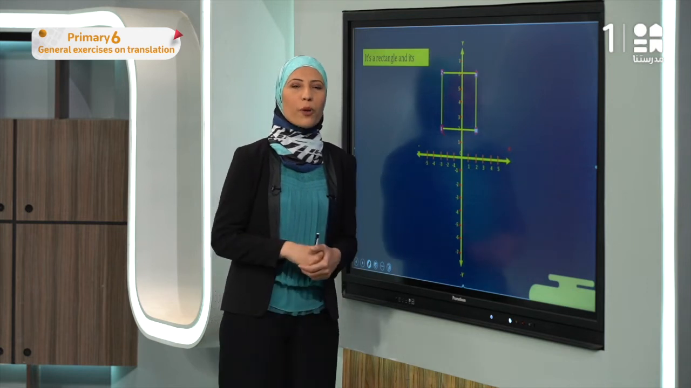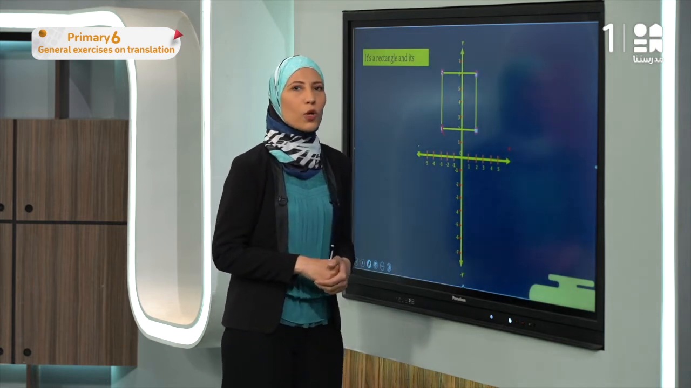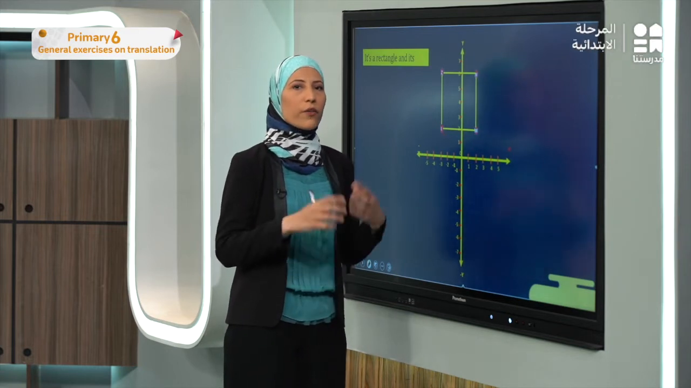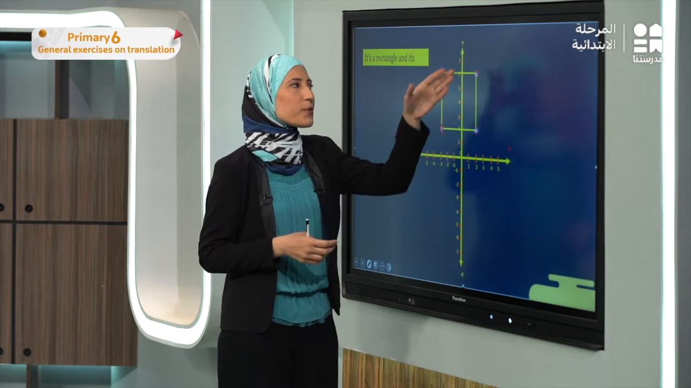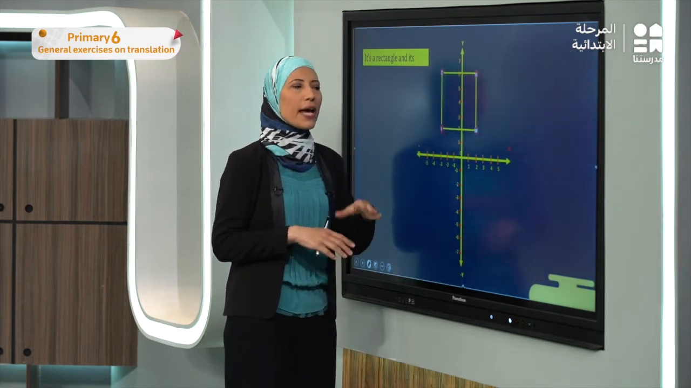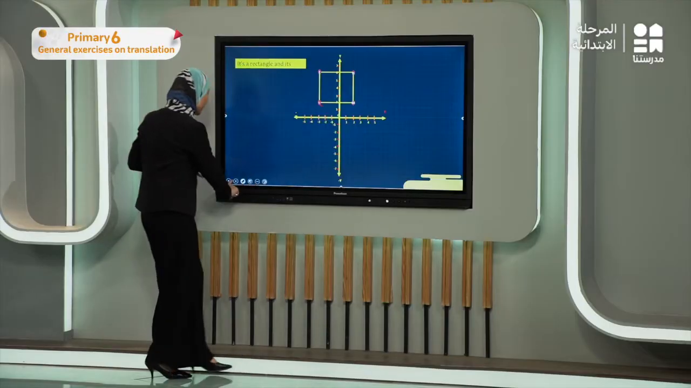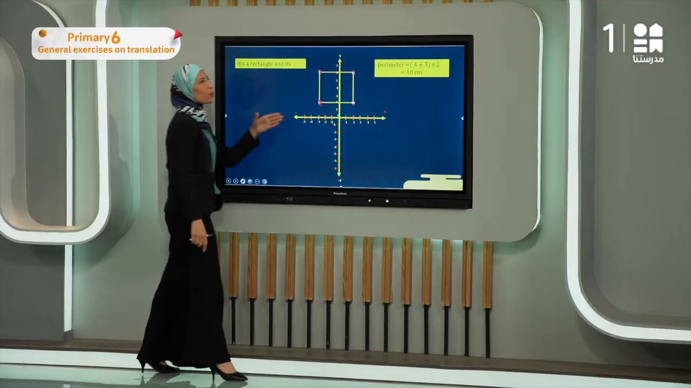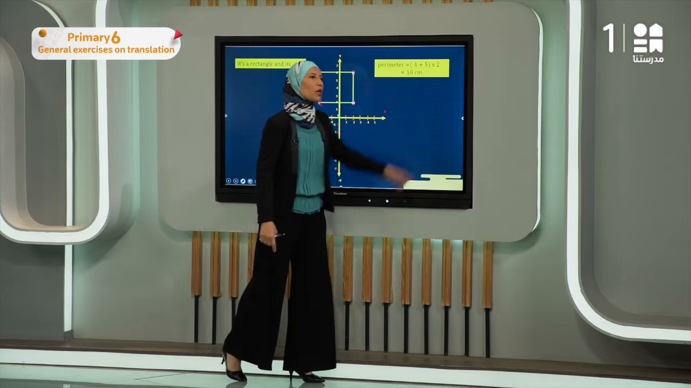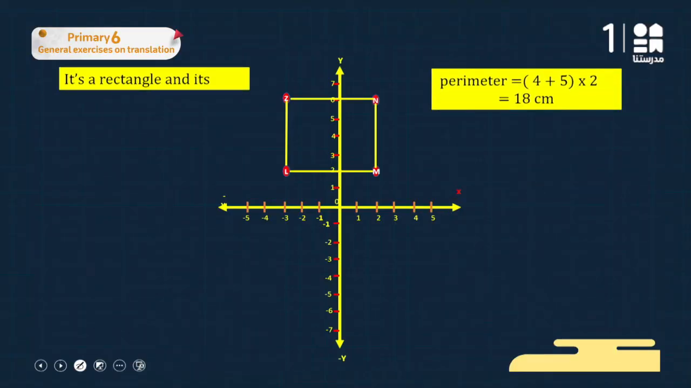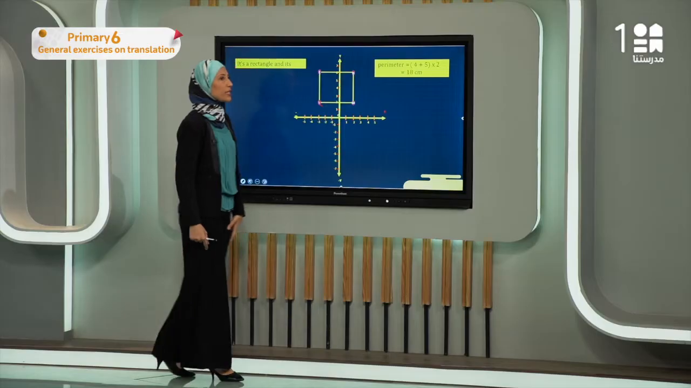Let's remember the perimeter of the rectangle: it was length plus width, all times 2. So we find the distance between N and M, and the distance between L and M. If I do that, I find 4 plus 5, all times 2. So 4 plus 5 gives me 9. 9 times 2 gives me 18 centimeters because it's a perimeter.